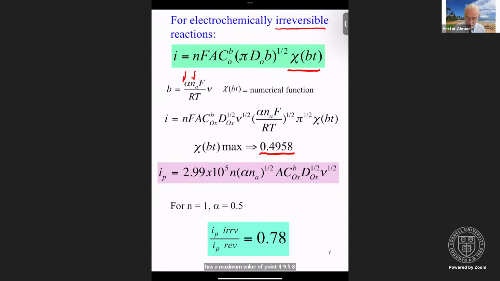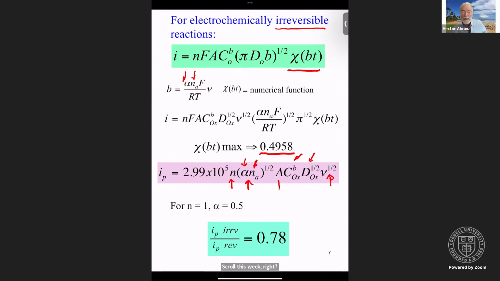And so we can substitute in, and we get that in this case, Ip equals 2.99. I don't know why they still do this, but in the literature they do that. I would have called it 3 and be done with it, but no. And alpha n sub a, meaning transfer coefficient, the number of electrons transferred in the rate determining step. This would be the total number. Area of the electrode, bulk concentration, square root of diffusion coefficient, square root of the sweep rate.